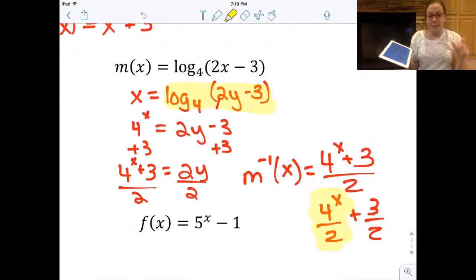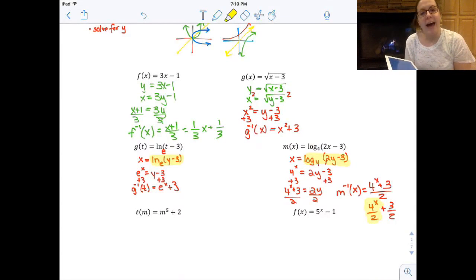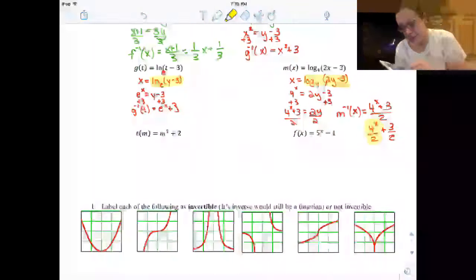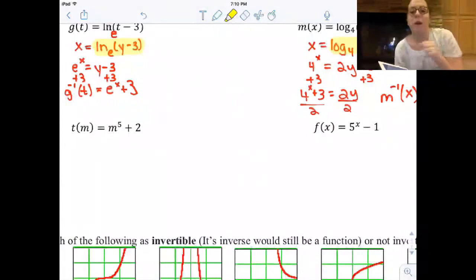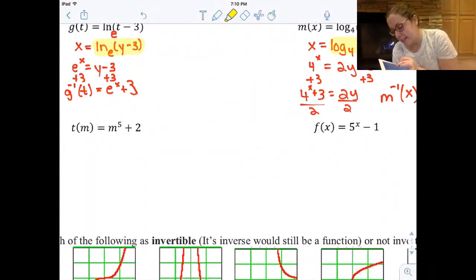All right, let's look at 2 more, and these are the ones people tend to get mixed up. The idea between, is it a polynomial or is it an exponential? So on the one on the left, the t of m, notice that it's m to the 5th power. I can undo raising something to the 5th. If that's to the 5th, when I undo it, it's going to be the 5th root.